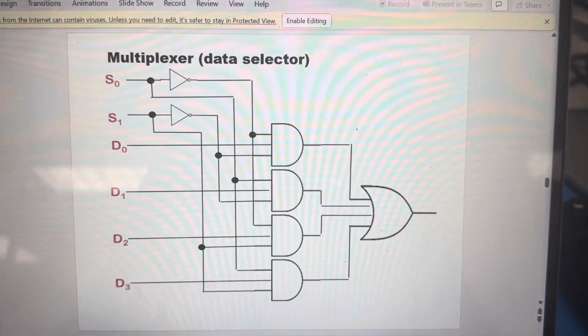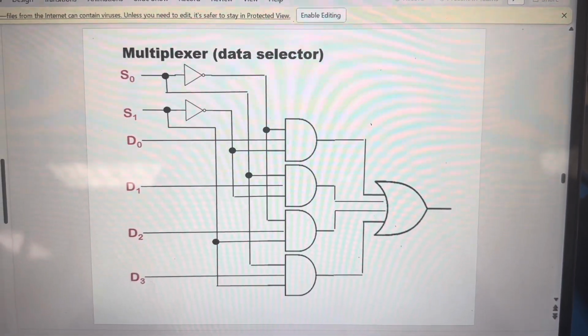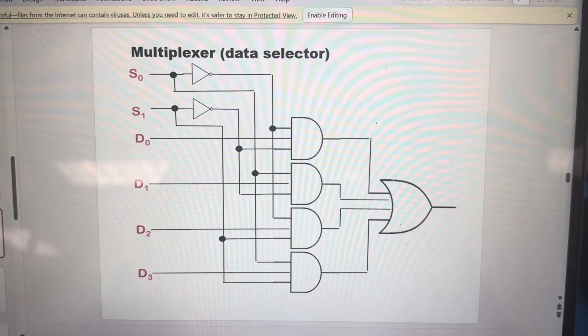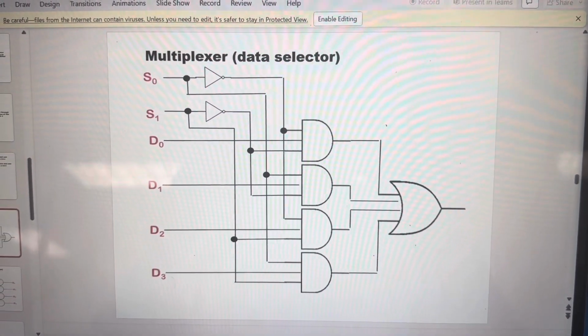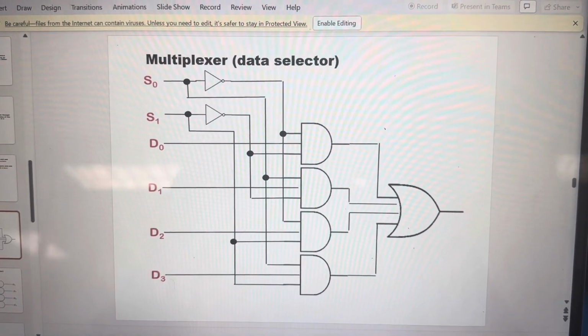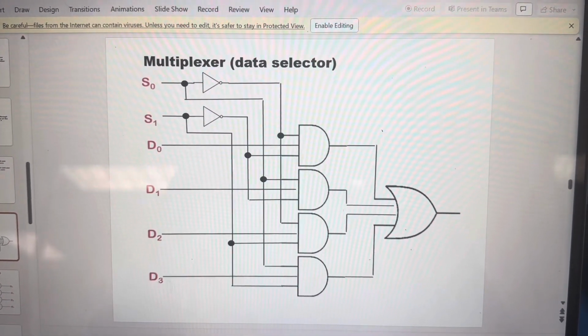What is a multiplexer? A multiplexer is a digital switch that selects one of its several input signals and forwards it into a single output line. It is sometimes called a data selector.